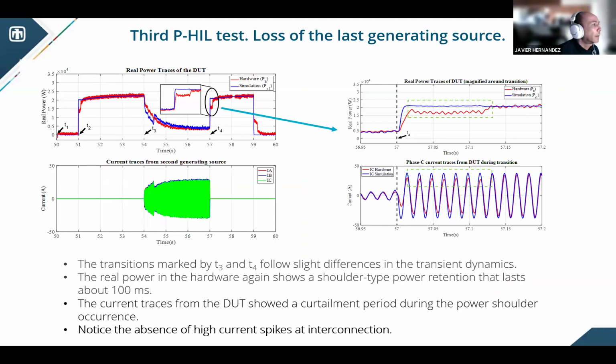This is a more elaborate analysis of the previous test of the loss of the last generating source. Again, we see this power retention shoulder on the hardware side, and we still haven't figured out the exact root of it. We have some hints of it. It may be an issue with the inverter that seems to curtail the current during this shoulder retention period. But we still need to figure out exactly what it is, or if this current curtailment is related to this power curtailment. But again, notice the absence of high current spikes at the moment we interconnect the second source, again highlighting the importance of synchronization.